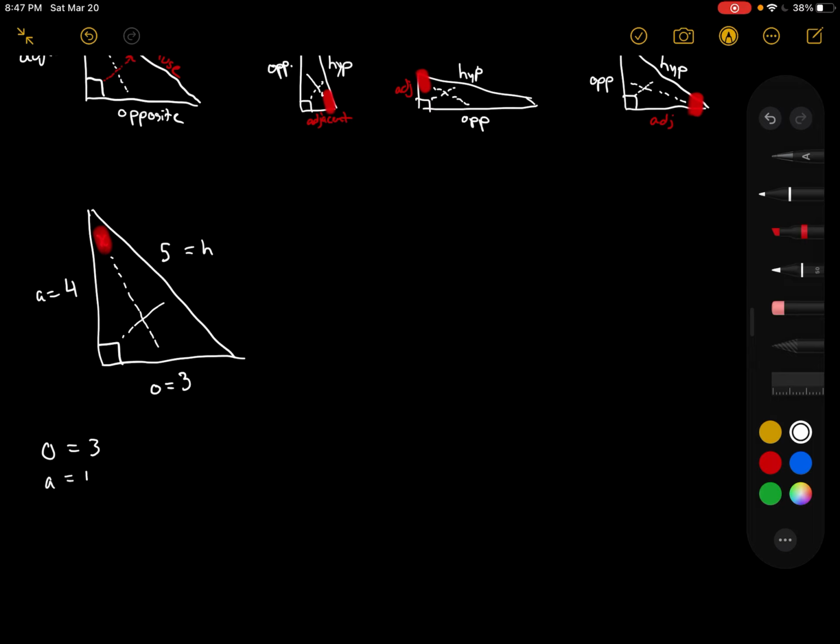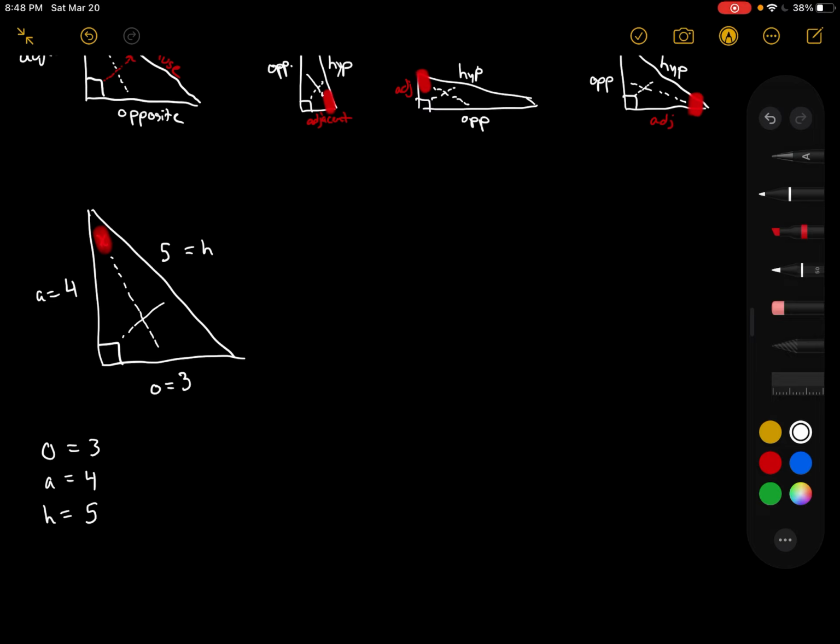So my advice to you at this point is actually make things very clear. Label O equals 3, A equals 4, and H equals 5. So now that we're at this step, we can actually start doing some solving. We can either solve for the degree measure of x, or if any of the sides were missing and we were given the angle, we could do it the other way around as well.